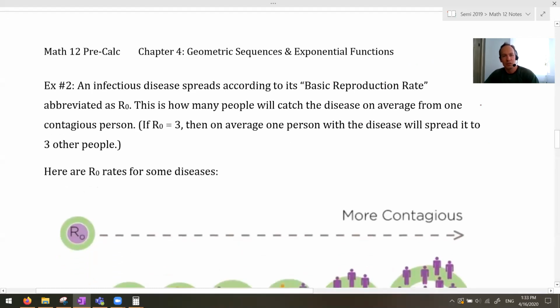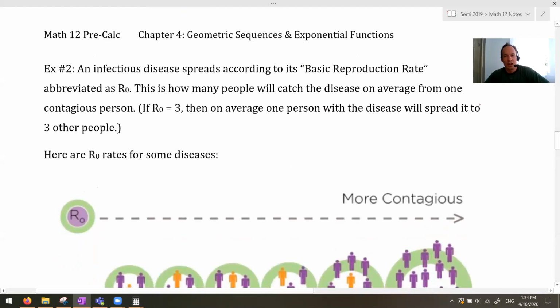So here's a little bit of a research question. I actually did a little looking here. The basic reproduction rate is abbreviated as R with a 0, or R naught, is how you would pronounce it. This is a number that's well known to disease specialists, epidemiologists, and so on. This is how many people catch the disease when they have contact with one contagious person. As an example, if R naught is equal to 3, then one person with the disease will typically spread it to 3 other people. It's just an average. Of course, it's not a guarantee, but that is how things work on a large scale. We can count on averages.